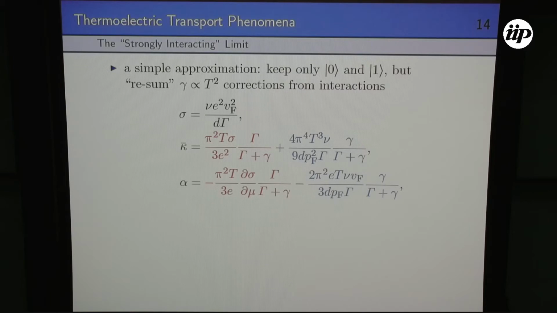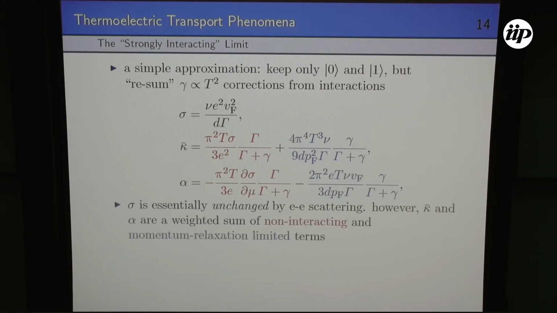And in fact, you'll notice that both kappa bar and alpha are a sum of a red term and a blue term. The red term in both of these equations corresponds to essentially the textbook formula weighted by the fraction of the collisions that are off of impurities. That's the heuristic interpretation of the answer. So kappa bar is just the Wiedemann-Franz law, conductivity times pi squared t over 3, weighted by the fraction of impurity momentum relaxing collisions. Alpha is proportional to the Mott law, something very similar, again weighted by the fraction of electron impurity scattering events.